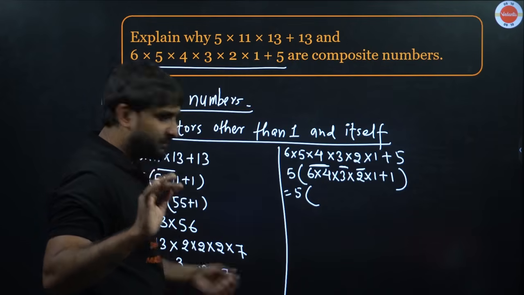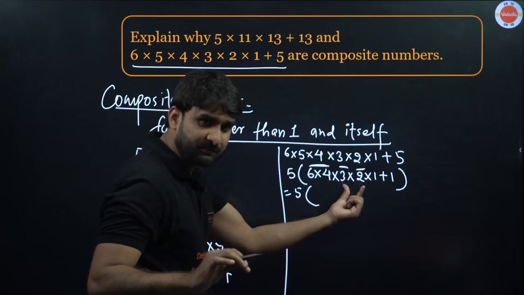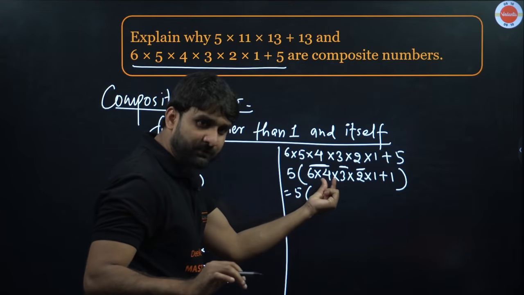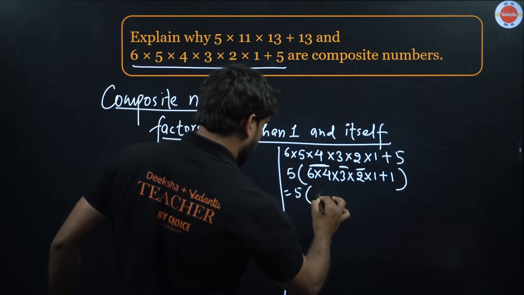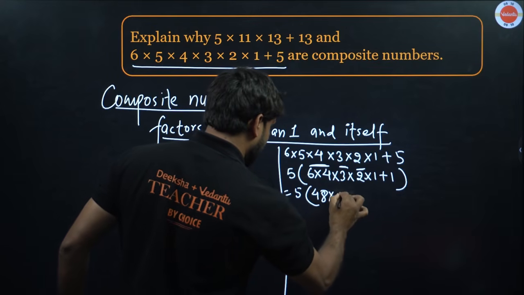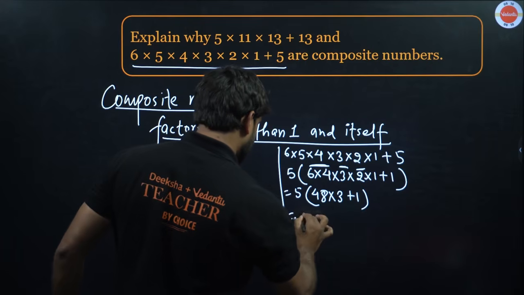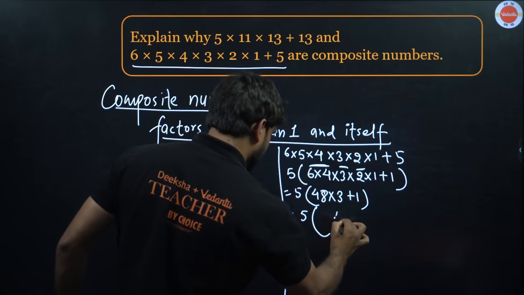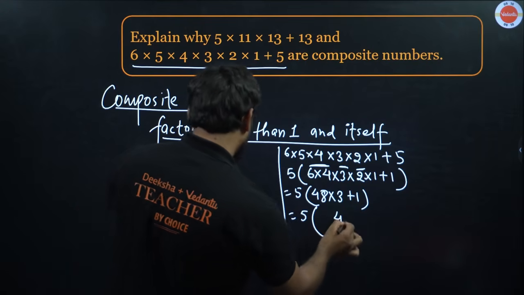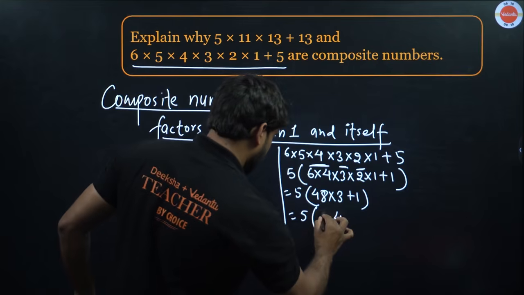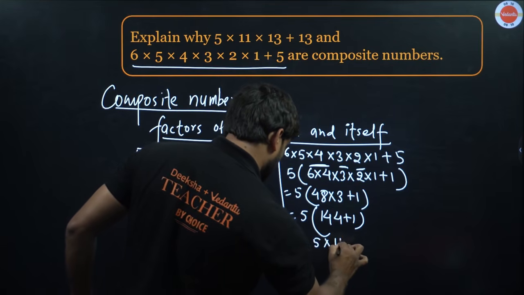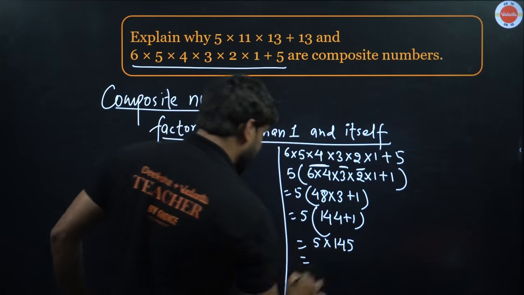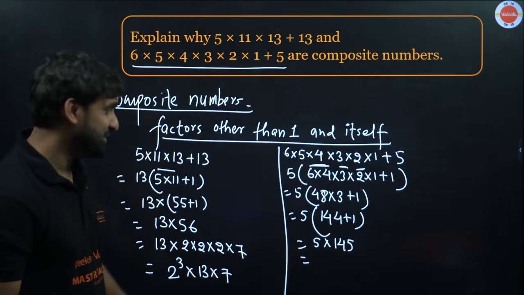So it can be written as 5 into 6 4s are 24, 24 2s are 48, and 48 into 3. Are you getting my point? So we can write here 6 4s are 24, 48 into 3 plus 1. Can we solve here? 8 3s are 24, carry 2, and 4 3s are 12, 14, 144 plus 1. So it can also be written as 1 into 145. And 1 into 145 means what, my dear champion?